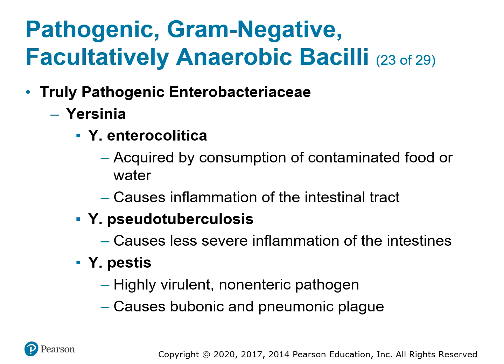So some different strains of this that we want to look at. There is enterocolitica, which is acquired by the consumption of contaminated food or water, and it causes inflammation of the intestinal tract. There's pseudotuberculosis, which causes less severe inflammation of the intestines, and pestis, which is a highly virulent non-enteric pathogen that causes both bubonic and pneumonic plague.